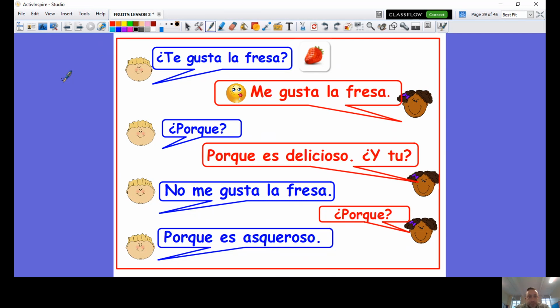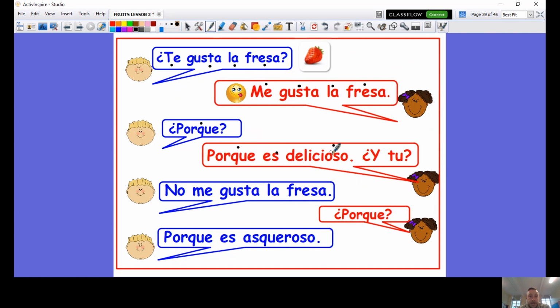Oh, here is the next task. It's a big conversation. It's the boy from last week and the girl from last week, but this time the conversation is a little bit bigger. I'm going to read it, then we'll take some turns. The boy starts the conversation by saying, ¿te gusta la fresa? Do you like strawberries? Positive face. The girl says, me gusta la fresa. I like strawberries. Then the boy says, ¿por qué? Why? And the girl gives a reason. She says, porque es delicioso.